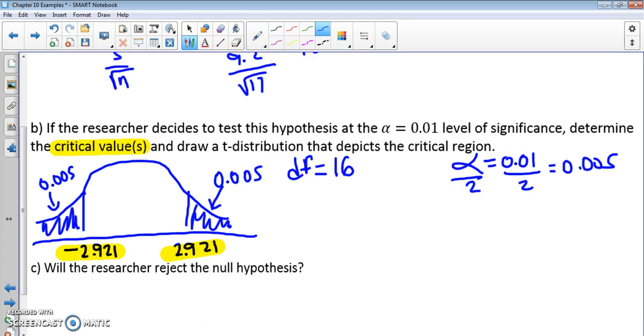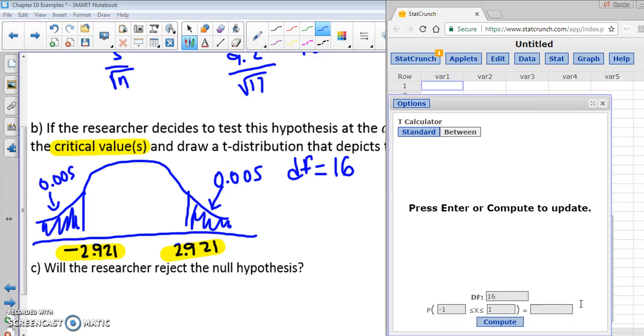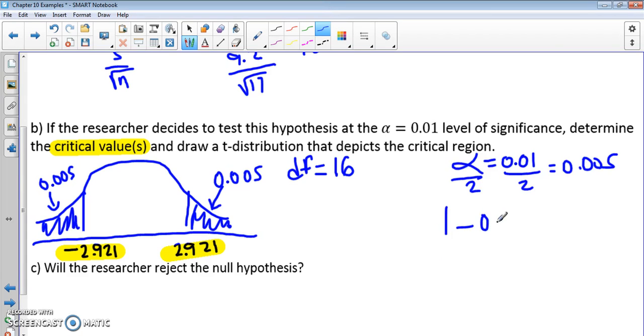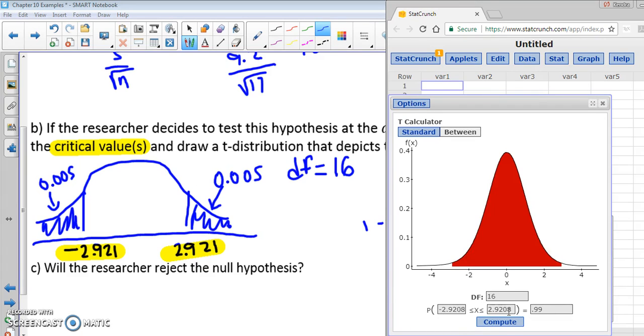So another way to do this is to go to between, where you're going to use 1 minus alpha, right? So 1 minus alpha is 0.99. So that's the other way to do it, is to use between. So I can go over here and type in 0.99 and hit compute, and you'll notice that I get those two values as well. So there are two different ways to do that.